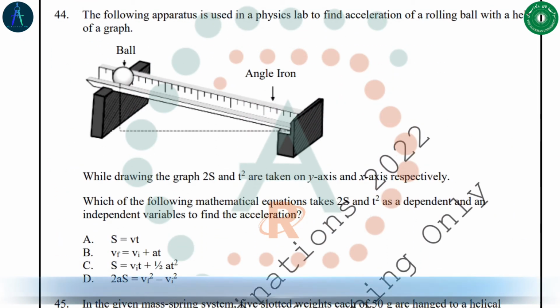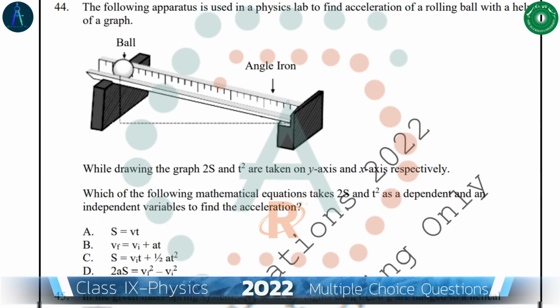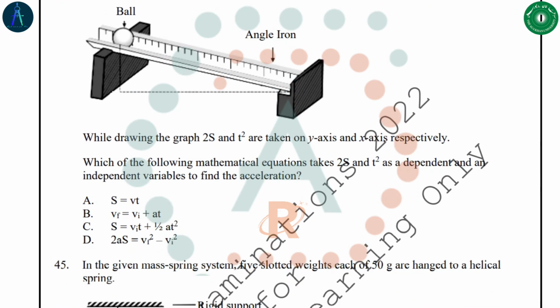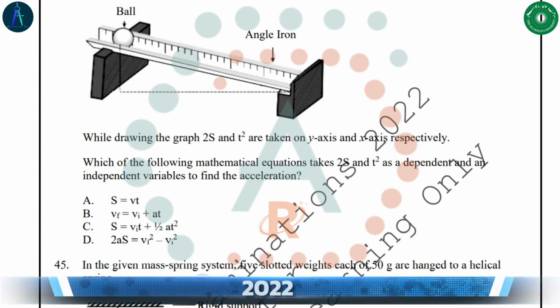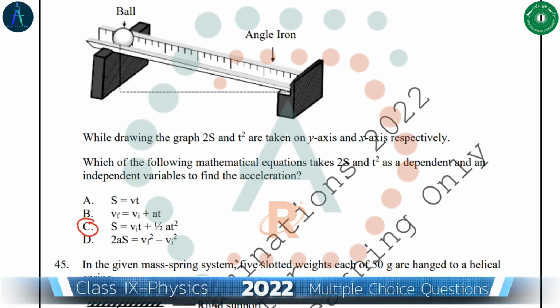Now let's see question number 44. The following apparatus is used in a physics lab to find the acceleration of a rolling ball with the help of a graph. While the graph's 2s and t square are taken on the y-axis and x-axis respectively, which of the following equations takes 2s and t square as a dependent and an independent variable to find the acceleration? So for question 44, the correct answer is option C, that we will use the second equation of motion to find the acceleration.